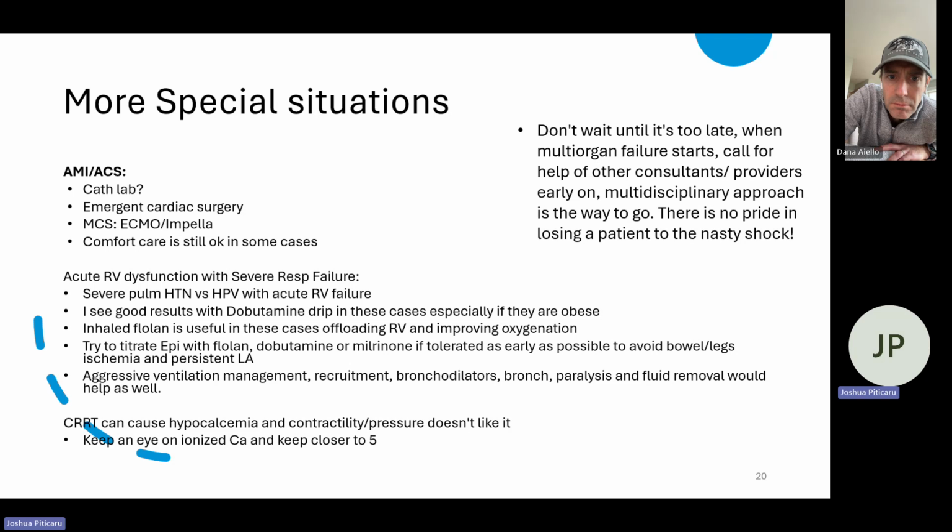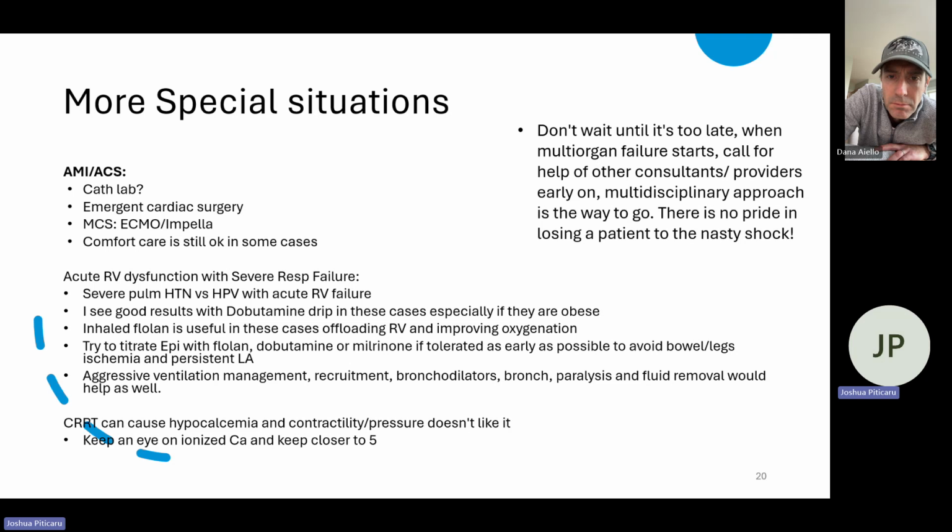Now, also fix the lungs, right? Try to really fix the lungs. Sometimes you have those RV failures or cardiomyopathy related to hypoxia and hypercarbia. So aggressive ventilation management, recruitment, bronchodilators, bronchoscopies, paralyze the patient, fluid removal, avoid getting the patient very overloaded. That's really going to hurt the heart.